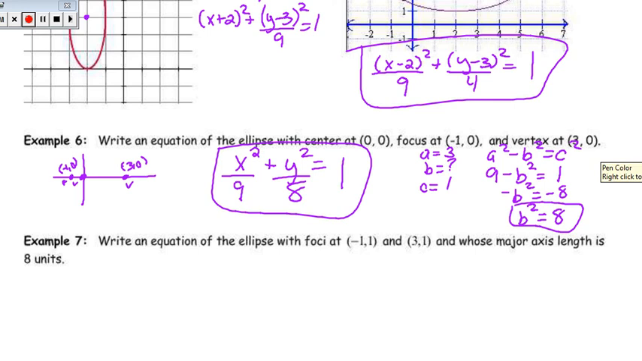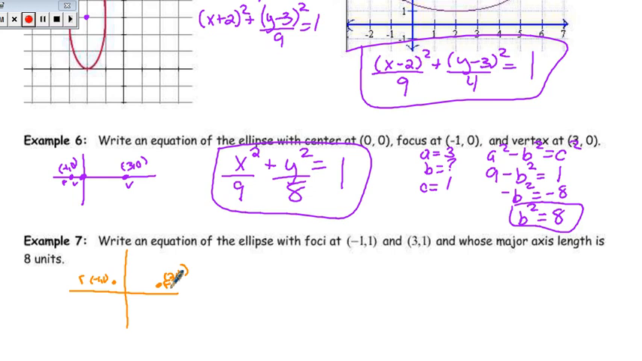Okay. Last one here. Again, we've got an ellipse with a focus at negative 1, 1. So negative 1, 1, so that would be the focus. And I have another focus, okay, at 3, 1. So the other focus is at 3, 1. And whose major axis length is 8 units.